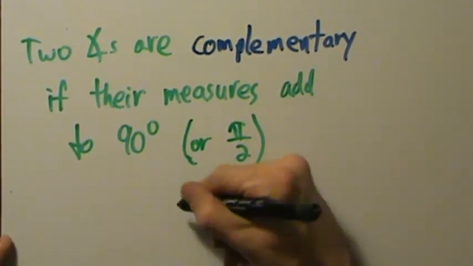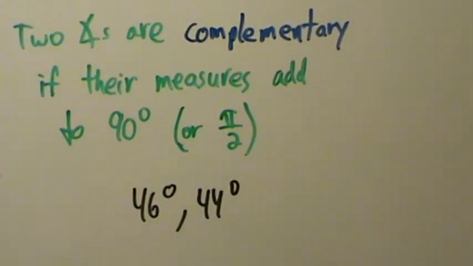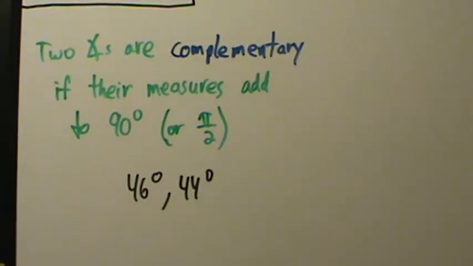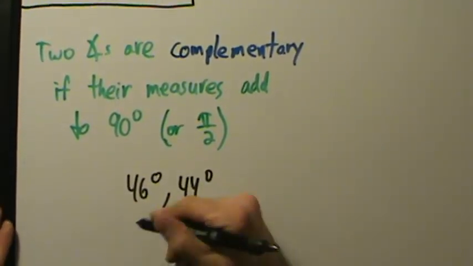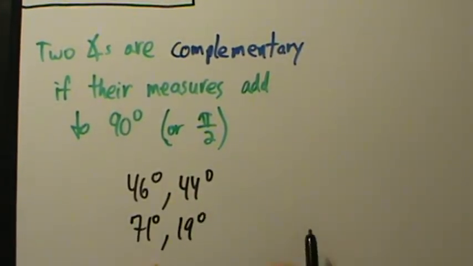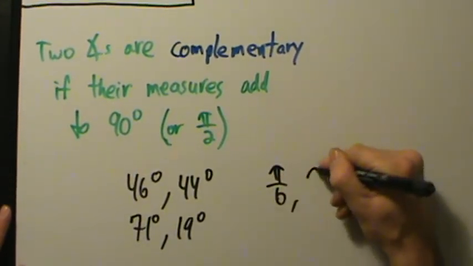So for example, 46 degrees and 44 degrees. Those are complementary angles because 46 plus 44 is 90. Likewise, 71 degrees and 19 degrees. Those are complementary angles because if you add up these measurements, you get 90 degrees. What about pi over 6 and pi over 3?